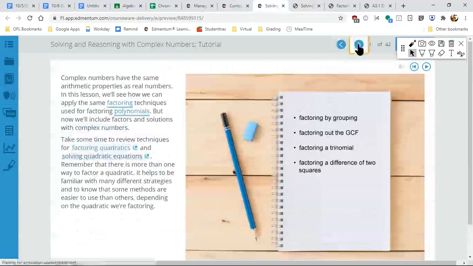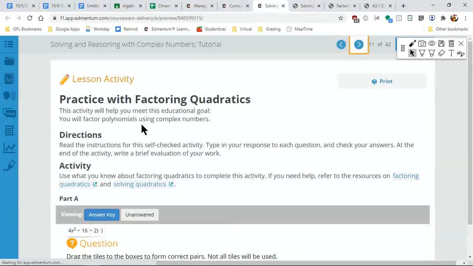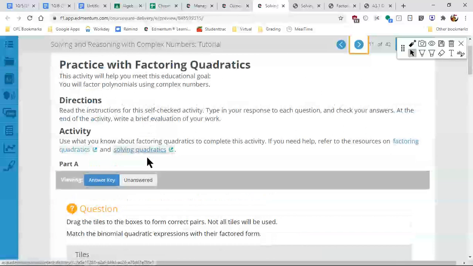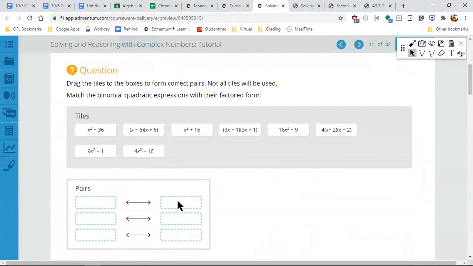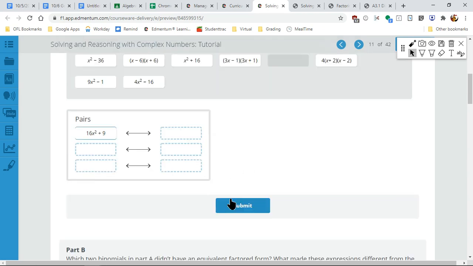So let's get into the actual thing. So we're going to practice factoring quadratics. I'll kind of go over how to factor it using the box method or using the AC method, if they give me one that I can do the AC method. Okay, so they're not giving one where I can do the AC method.